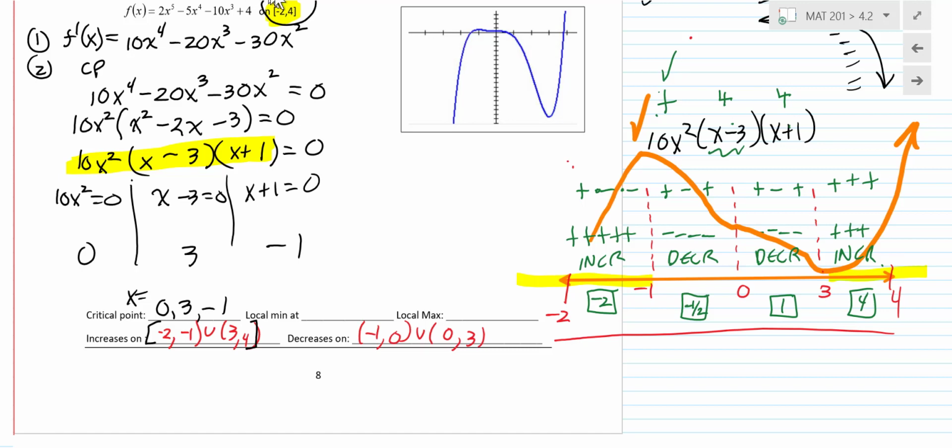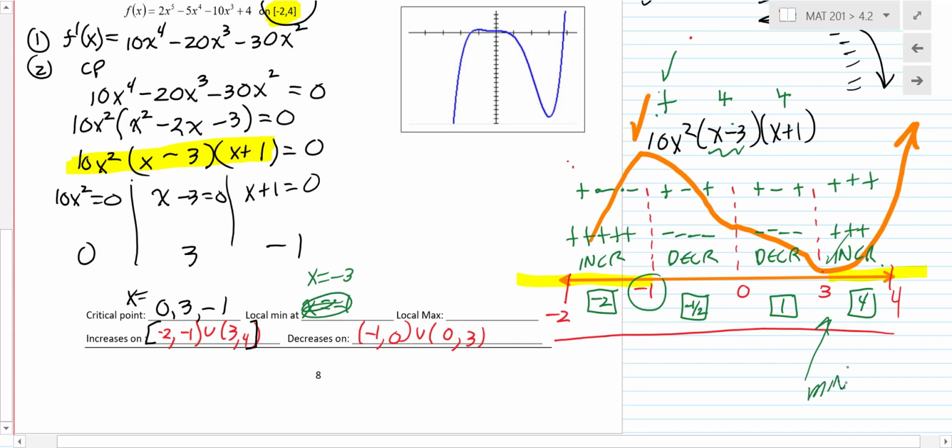So you have a local max at x equals -1, okay? Because the sign chart changed from positive to negative. Where is your minimum at? 3. Okay, so you would have a local min. Whoops, I put that wrong. The local min is -3, so that's your min. And then your max is right here, so you'd have a local max at x equals -1 like that.